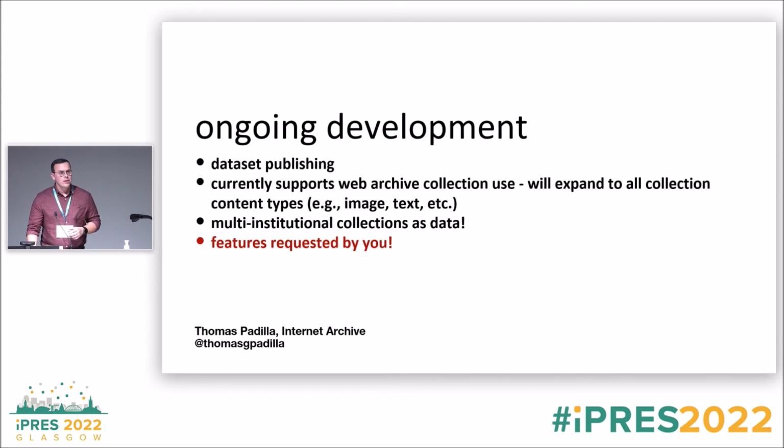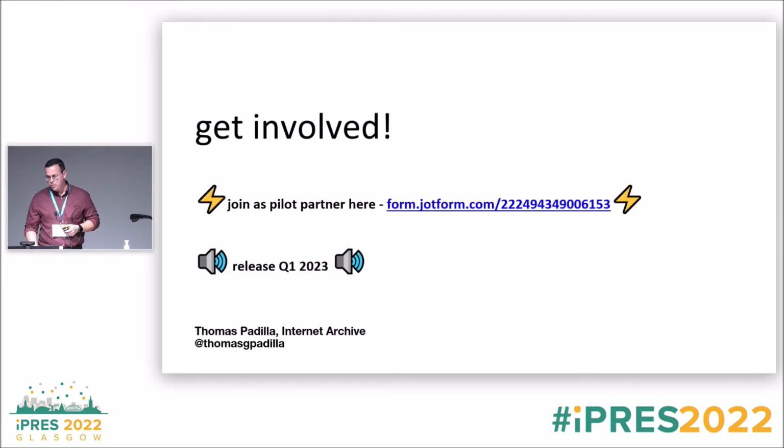Development is ongoing. We're working on dataset publication. As I mentioned earlier, we're currently supporting the analysis of web archive collections, but we intend to expand the scope of that to apply to most kinds of digital collections. Eventually, we'll get to multi-institutional collections as data, which will essentially entail aggregation or ingest of multi-institutional collections for those researchers that want to do computational work where their scope spans more than one institution, different size, different policies, and so forth. And of course, features requested by you.